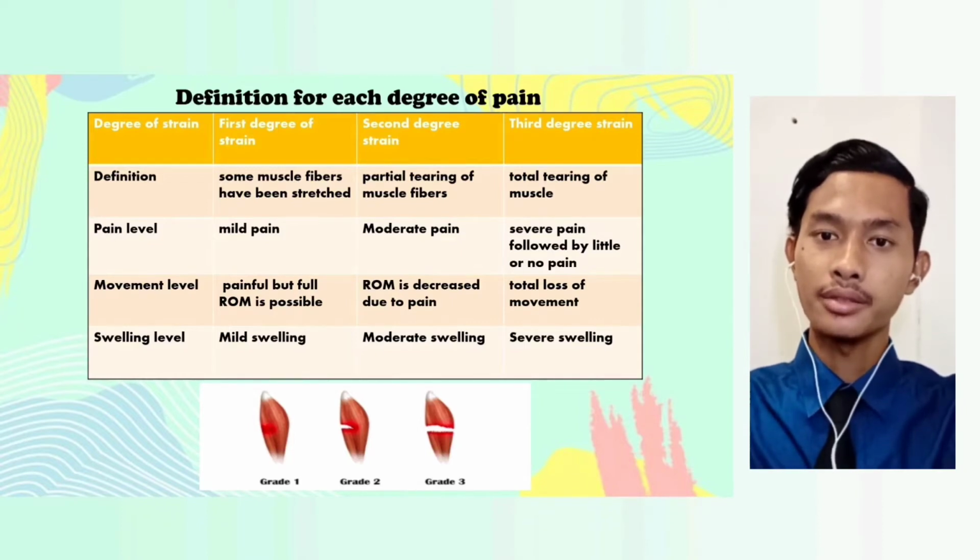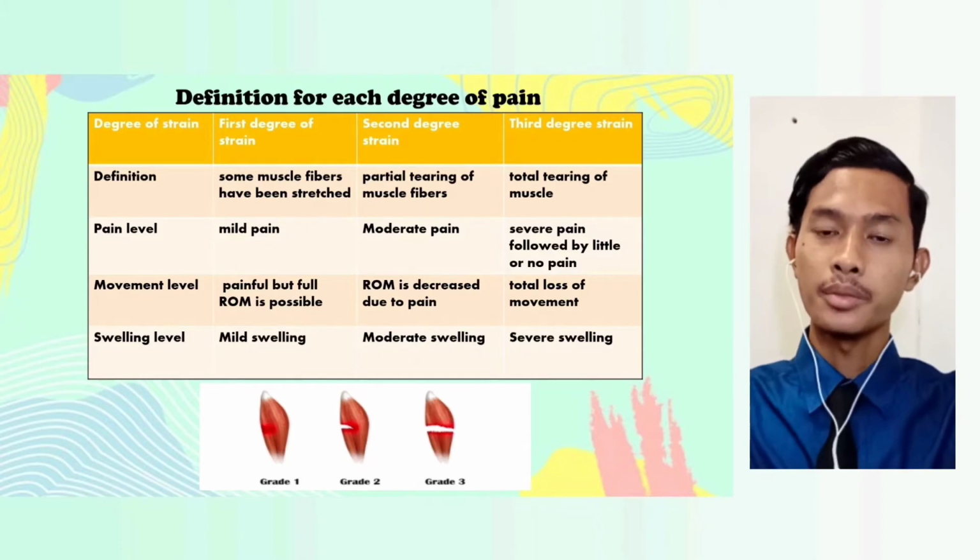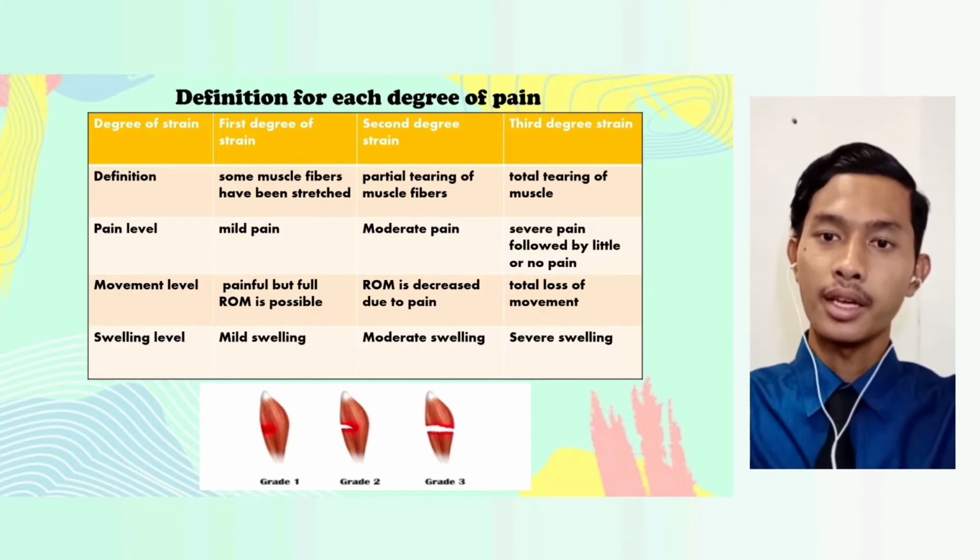Second is the second degree strain. Second degree strain is the same as the first degree strain, but there is more damage to the muscle or to the tendon, and it is weaker than it was before the injury. There is usually quite a bit of swelling and bruising as well, which causes the range of motion to decrease, and the person will feel moderate pain. For example, you may have pain even when you are lying down or sitting still, and it is usually quite painful when you try to use the muscle.